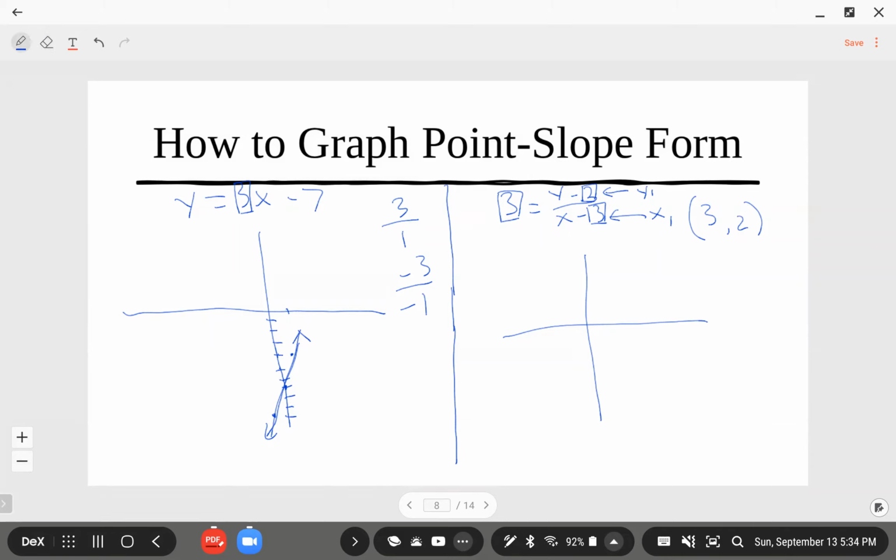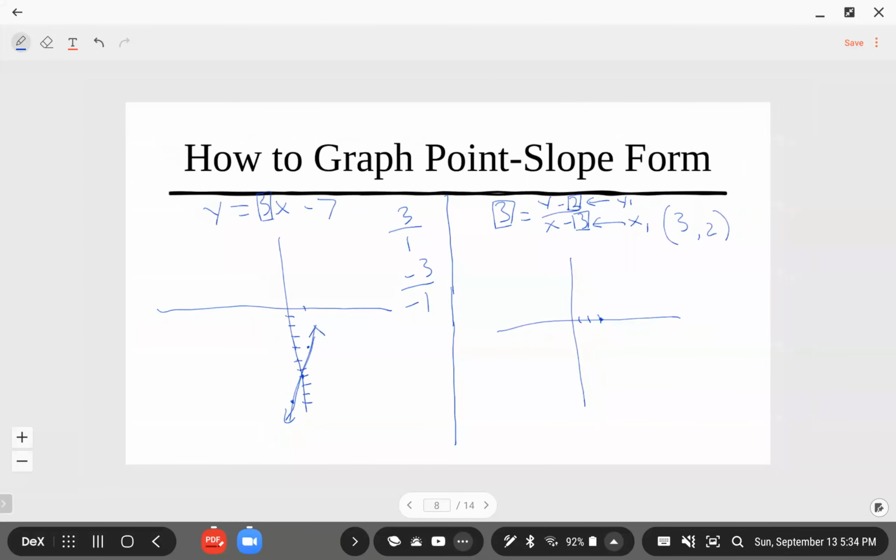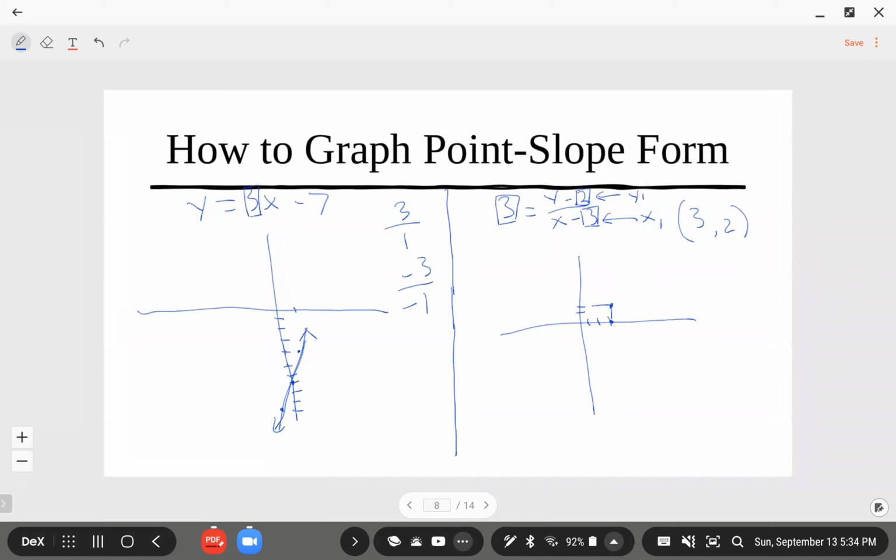And then 2 is the y, so it goes here. X is 3, goes first. This is the point that we're given at first. Remember, we need the point and the slope. So let's find that point. 1, 2, 3. X first, y second. 1, 2. So this is our point, and then the slope. This is our slope, 3 over 1.